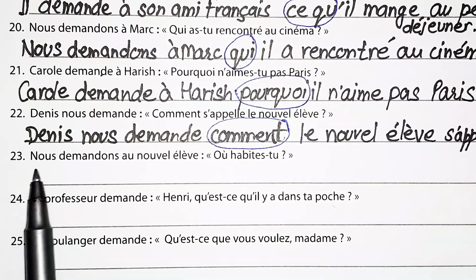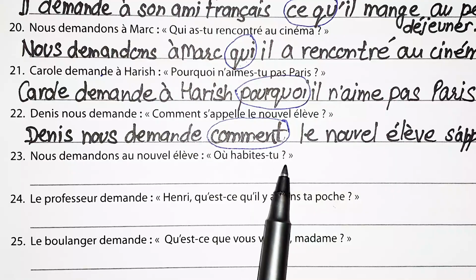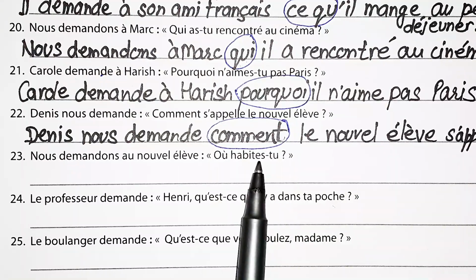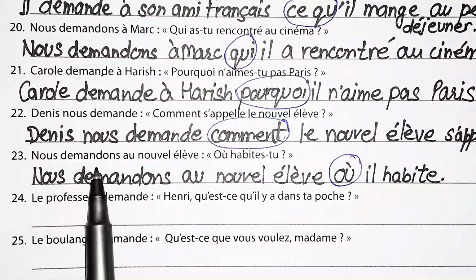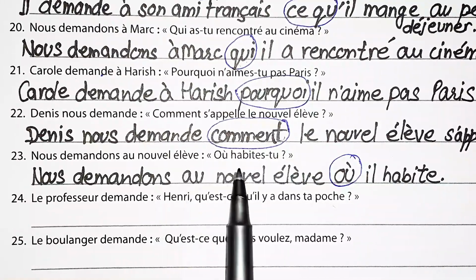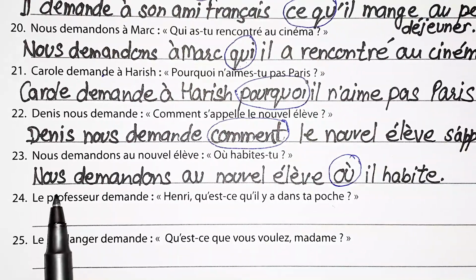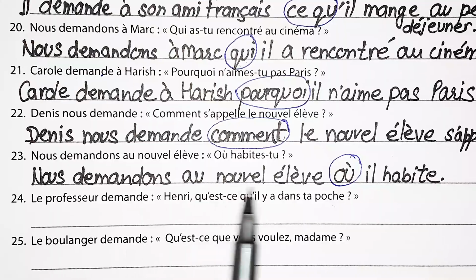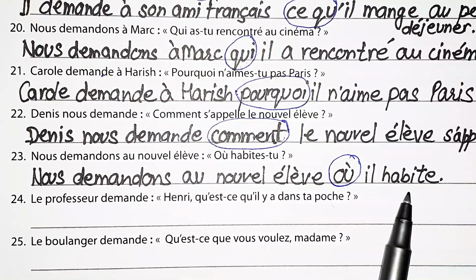Now the next statement is nous demandons au nouvel élève où habites-tu? Again we have a question statement that is starting with où, so it will remain the same. Nous demandons au nouvel élève où habites-tu? We are asking the new student, where do you live? And after changing it, it is like nous demandons au nouvel élève où il habite. We are asking the new student where he lives.